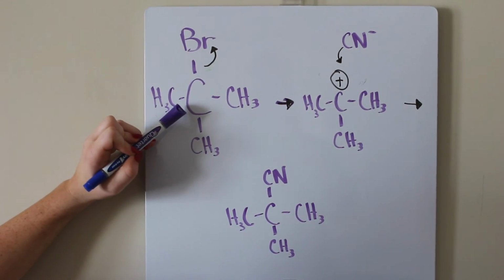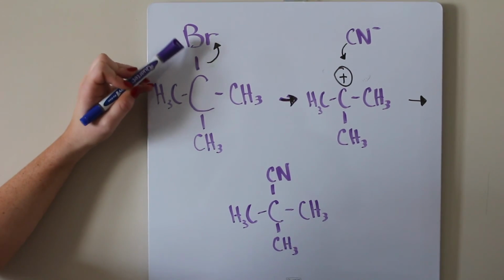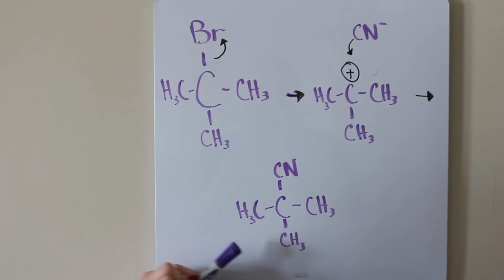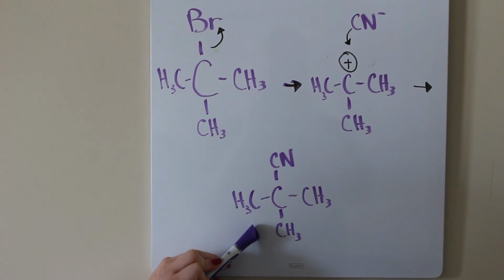In this example, bromine is acting as our leaving group, CN is acting as our nucleophile, and this carbon is acting as our tertiary carbocation. When bromine leaves, it forms a tertiary carbocation, and the nucleophile attacks the carbocation. This is the final product.